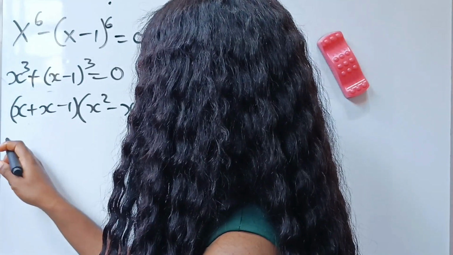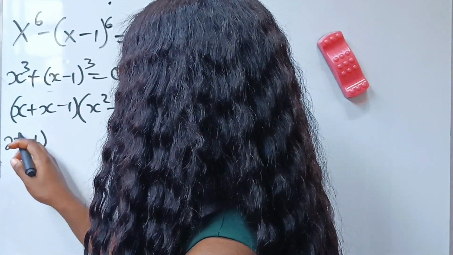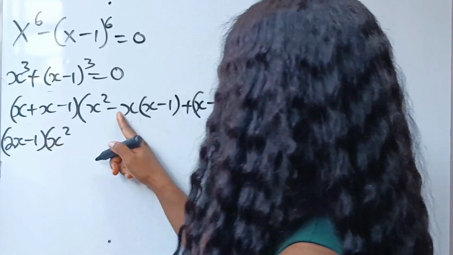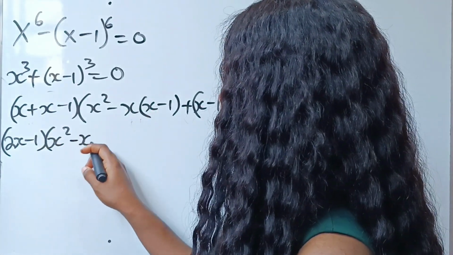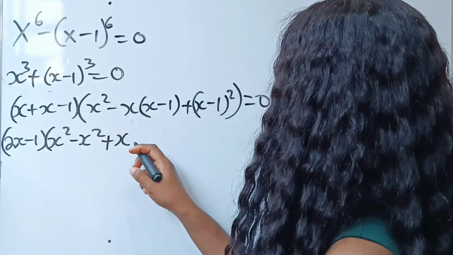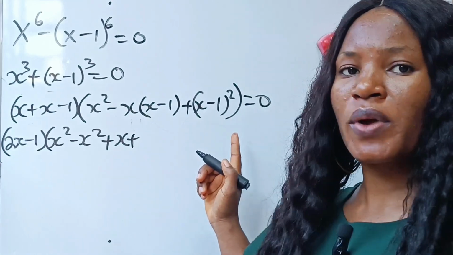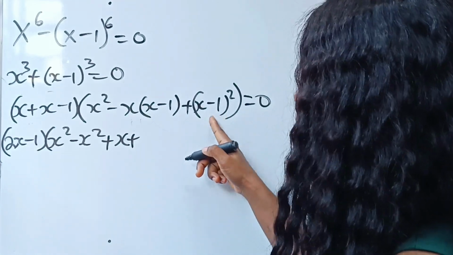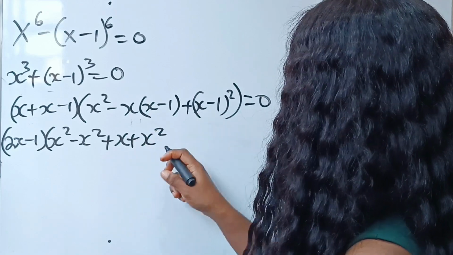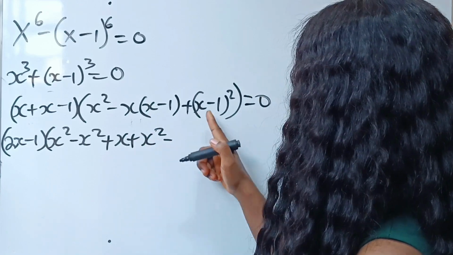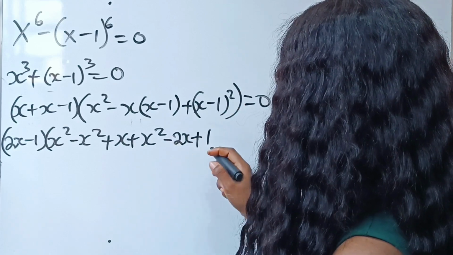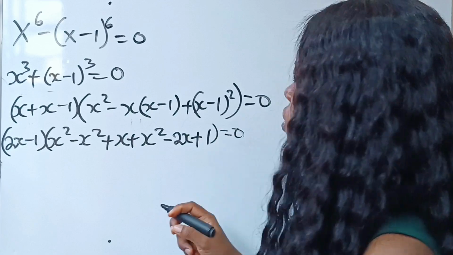So we have x plus x will give us 2x minus 1 multiplied by, so we have x squared, then minus x times x will give us minus x squared, minus x times minus 1 will give us plus x. Now plus, this is another identity we have expressed before. So to express this is going to be x squared minus 2ab, that is 2 times x times 1, which is 2x, plus b squared, which is plus 1 squared, which is still 1, is equal to 0.